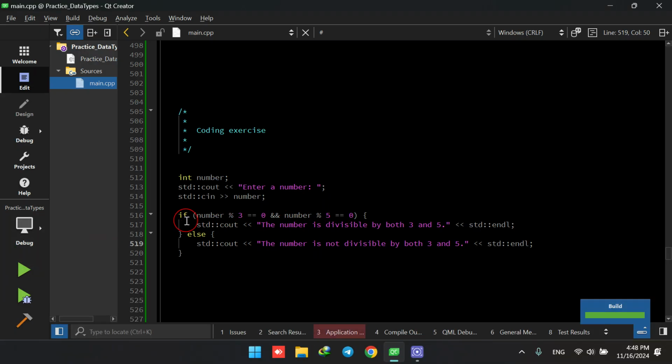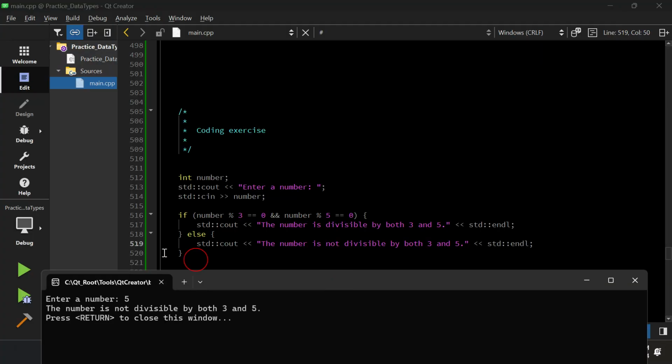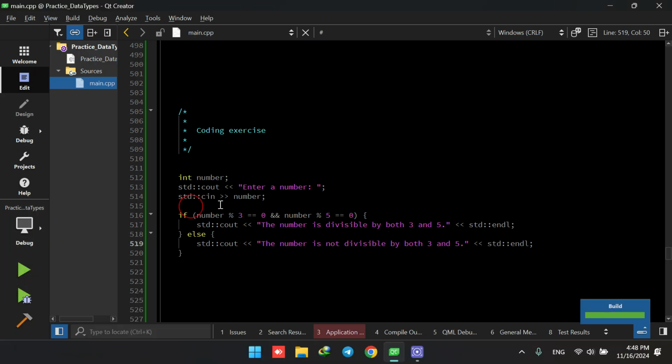Let's try another number. If I put 5 here, again we have the same message. It says that this is not divisible because only the second condition is correct. 5 divided by 5, the remainder would be 0. However, the first condition is not true. Therefore, it skips this if condition and directly goes to the else and prints the outcome that the number is not divisible by both 3 and 5.